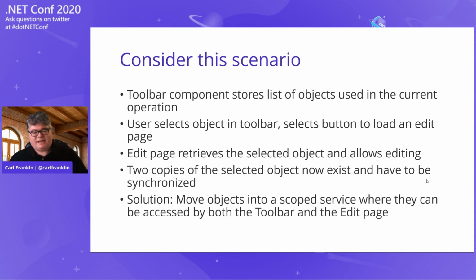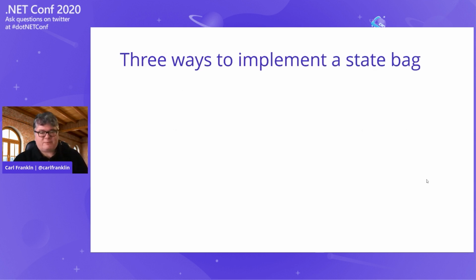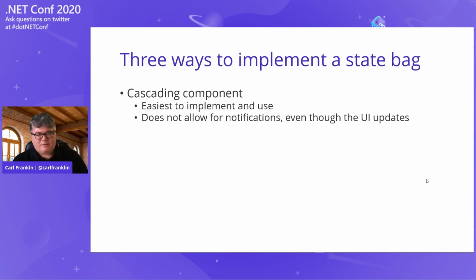So the solution again is to move those objects into a scoped service, a state bag or app state, where they can be accessed both by the toolbar and the edit page. So there are three ways to implement a state bag. One, the easiest way, is with a cascading component. So the app state itself is a component. It's not a service. It's not something that you inject. It does not allow for notifications, even though the UI updates.